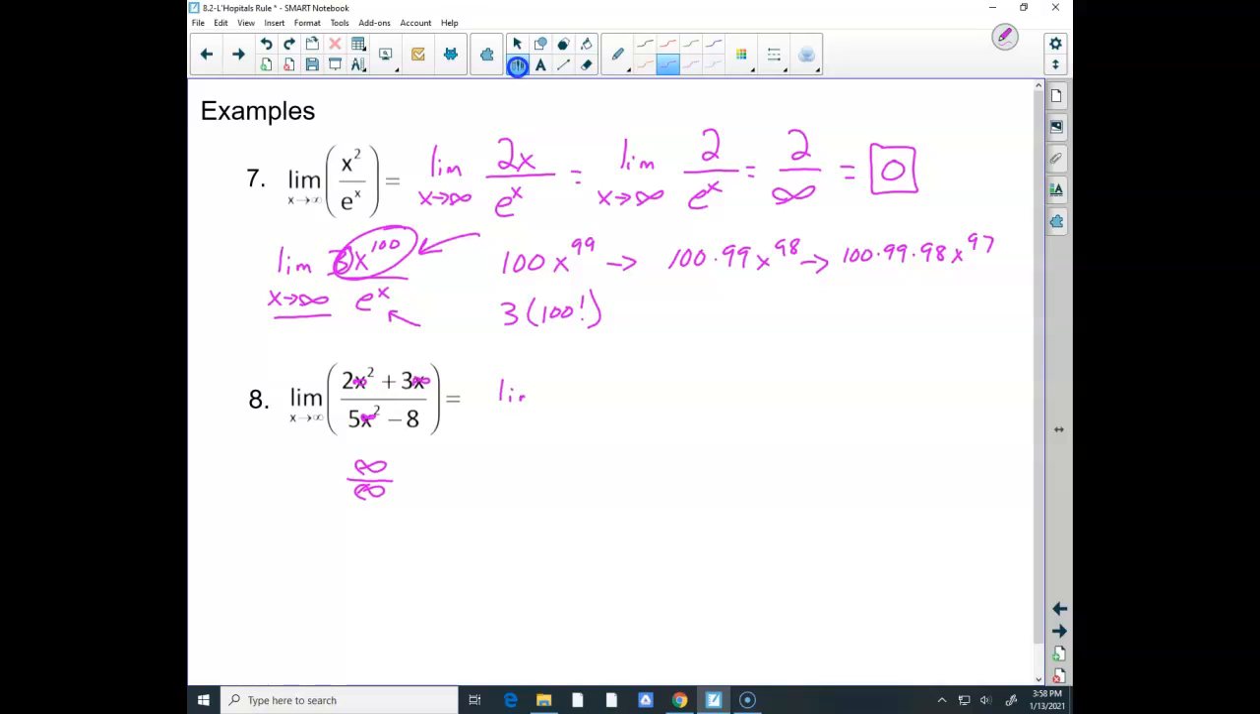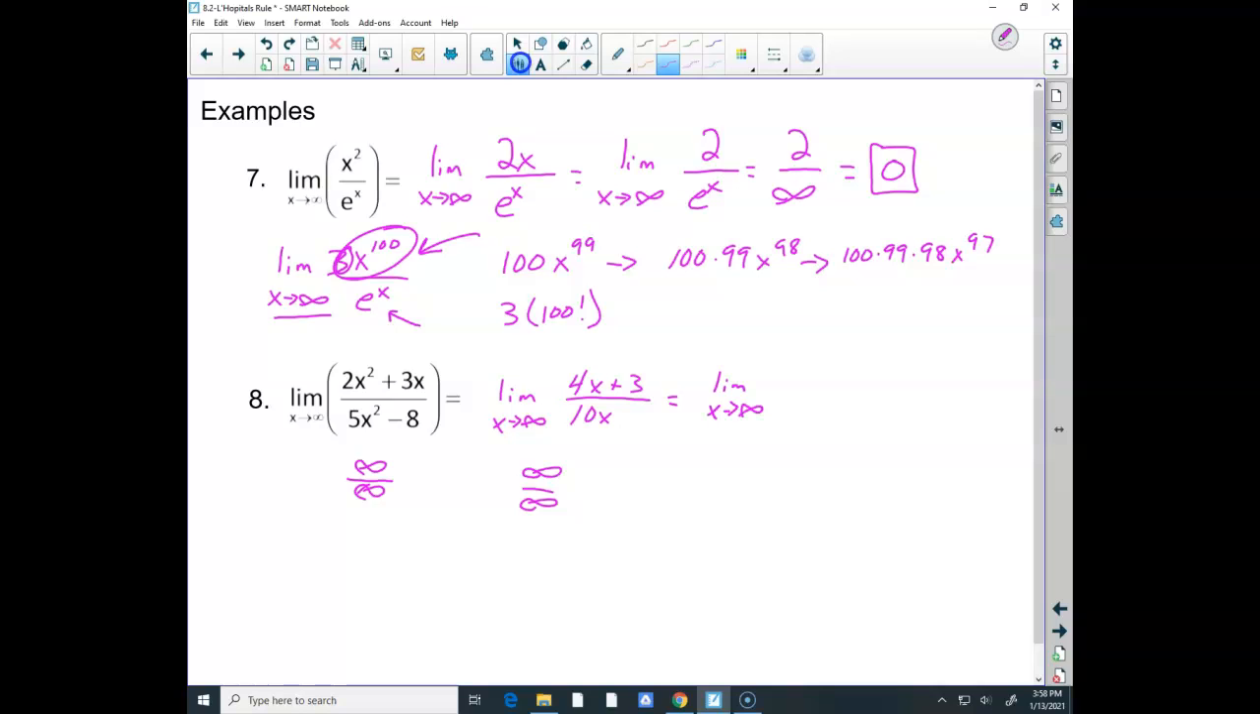So this is going to give me the limit as x goes to infinity. And when I take that limit, that's going to be 4x plus 3 over 10x. I'm going to apply it again. Guess what? We're getting infinity over infinity again. So we're going to say limit x goes to infinity.